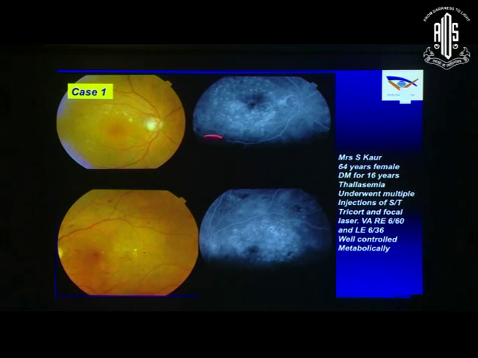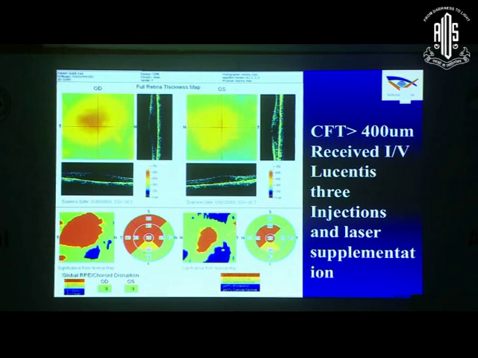The anemia will not get corrected beyond 9.8. And eventually, this patient had to undergo vitrectomy. This was a non-tractional macular edema. The vitrectomy improved the oxygenation. So these are the patients where anemia also needs to be controlled.